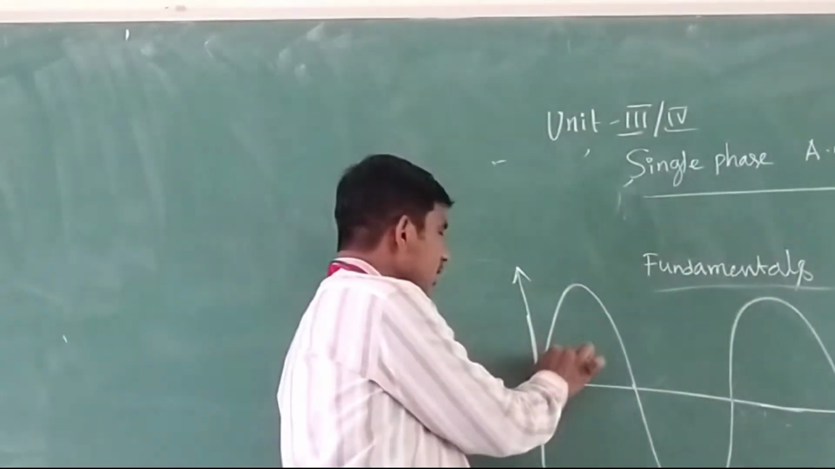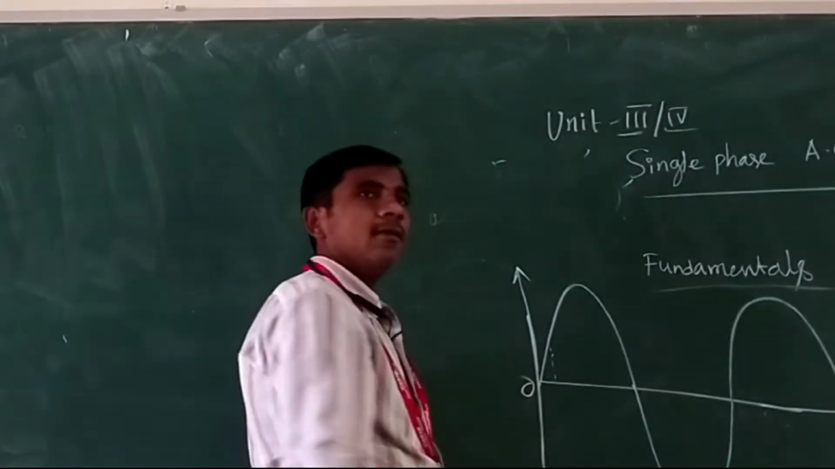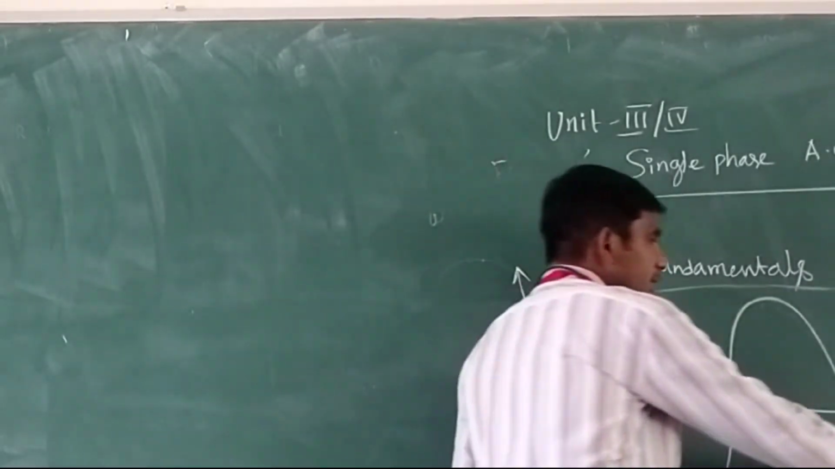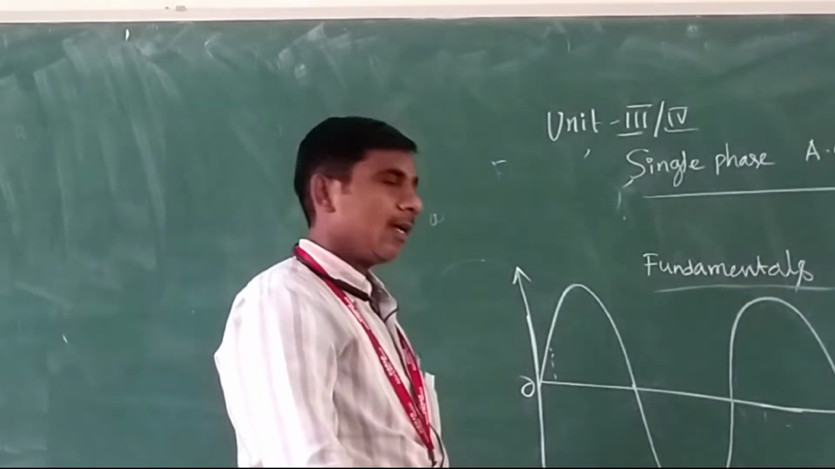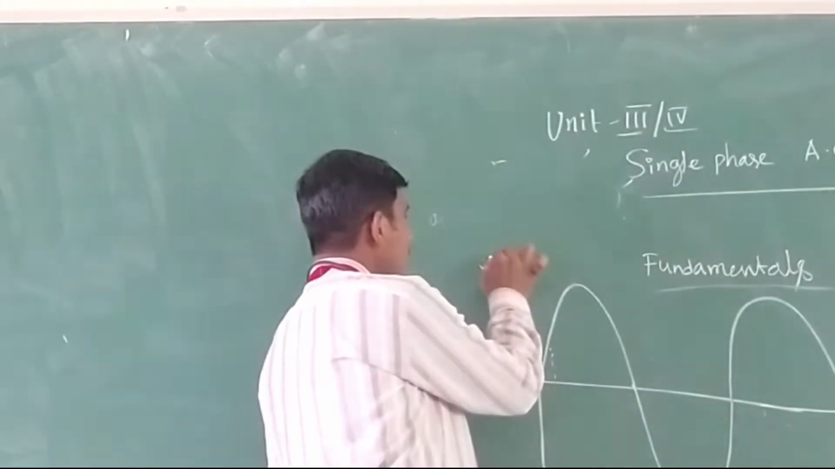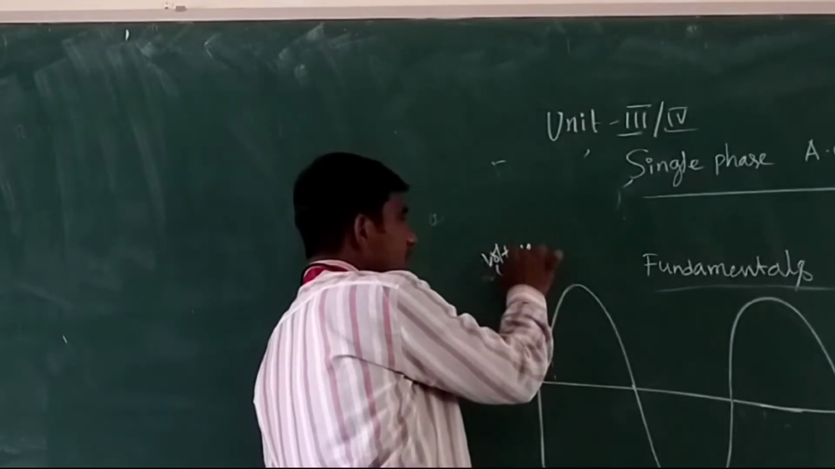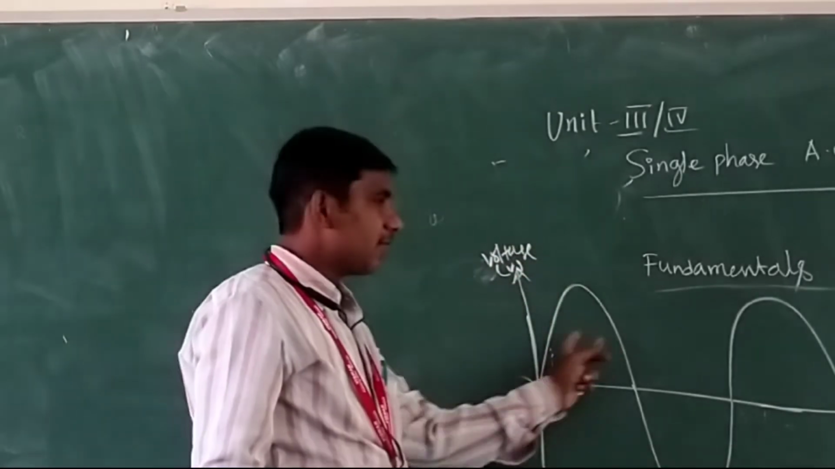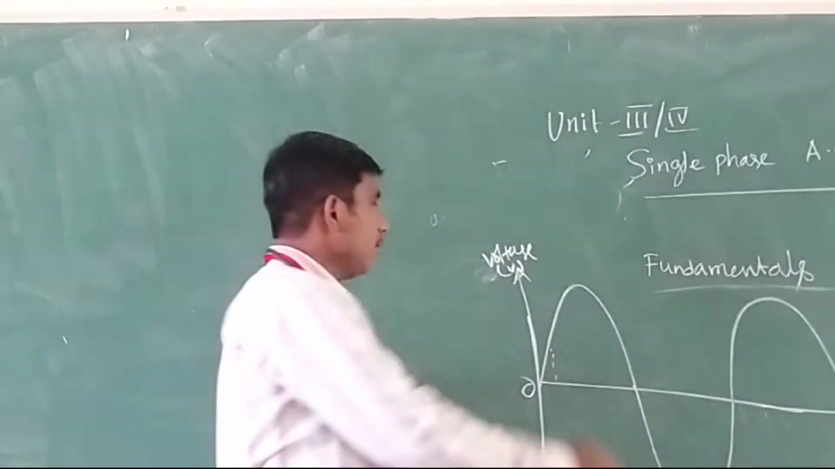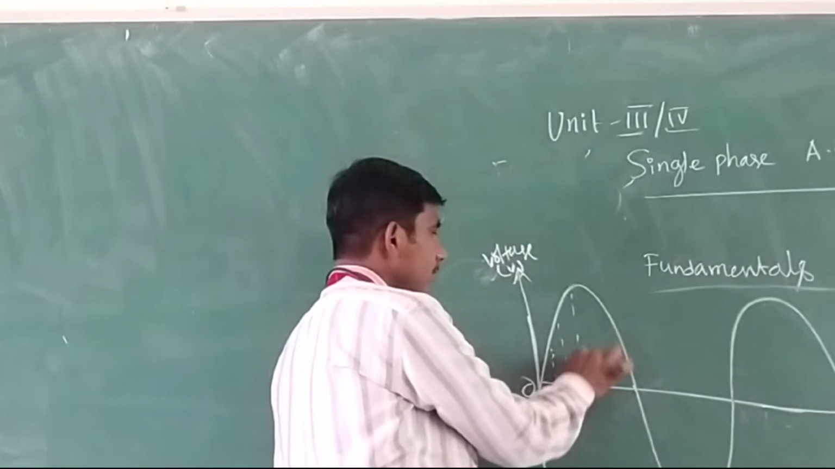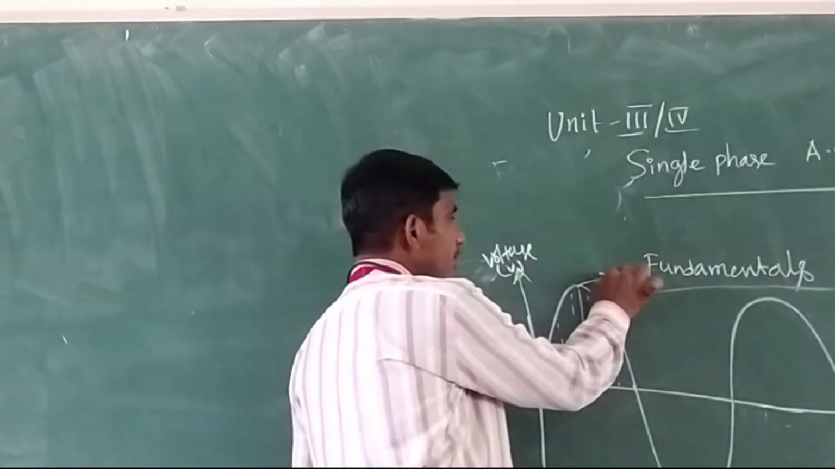Instantaneous value means, at this instant, what is the voltage? It is at time 0, or we can take omega t, and the maximum is the voltage V. Voltage V is taken on the y axis. If you draw a signal, it is a sinusoidal signal, or simply an AC signal. These are the instantaneous values. At this instant, it is the maximum value.